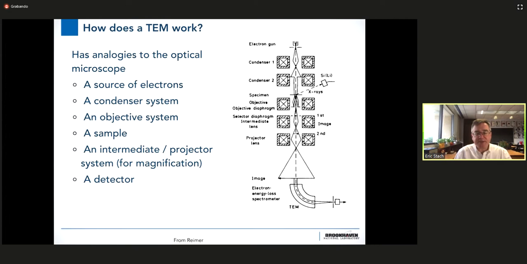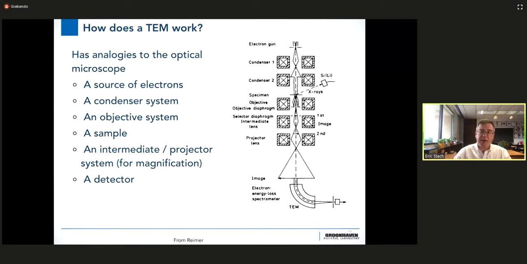In our case, instead of a source of light, we have a source of electrons. Again, a condenser system in this highly simplified version here, 2 lenses that allow you to change the way that the electrons come down upon the specimen, an objective system for the primary imaging, and a series of additional lenses that allow you to magnify. At the very end, you'll have some form of detector for looking at the diffraction pattern, the image, or perhaps for looking at various spectroscopic events.